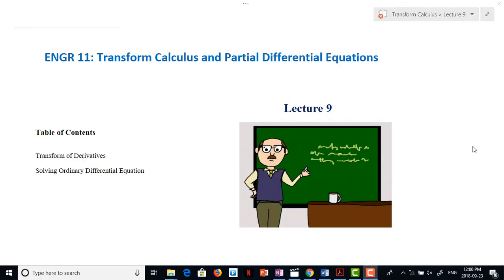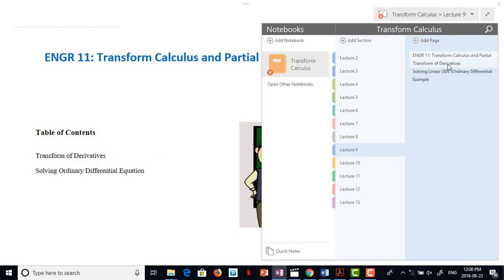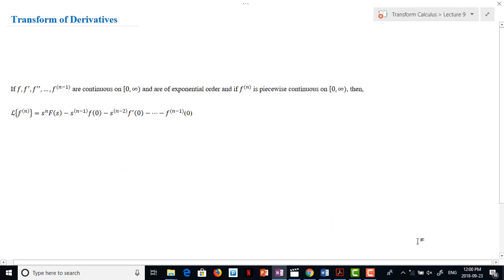Hello guys, we want to start our ninth lecture. In this lecture, we want to talk about transform of derivatives, and then we want to use transform of derivatives to solve ordinary differential equations. So what's transform of derivatives?